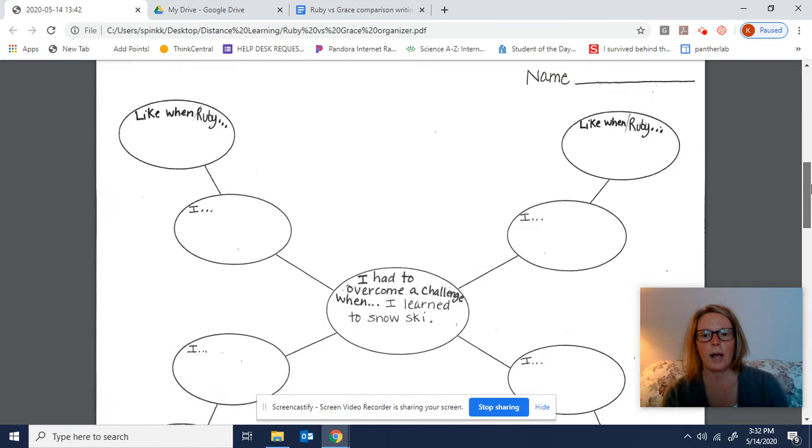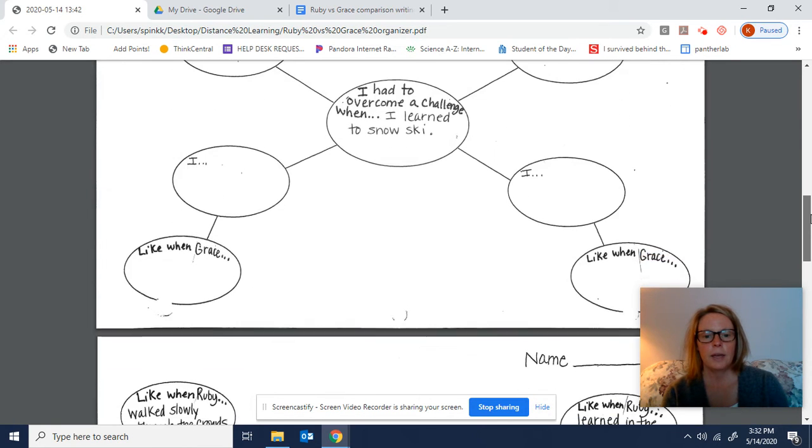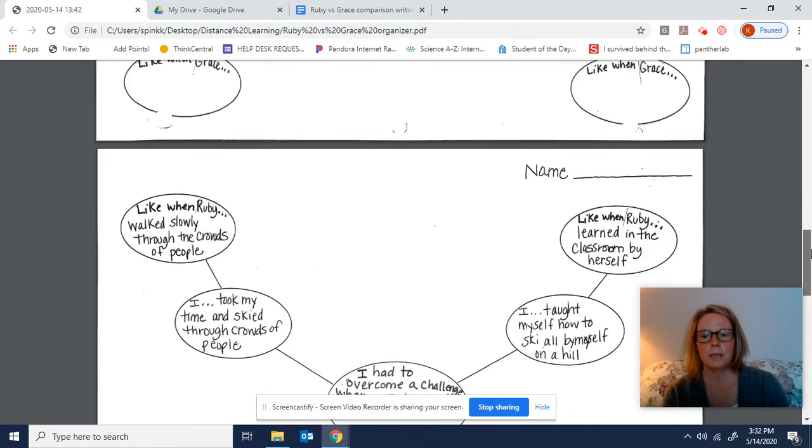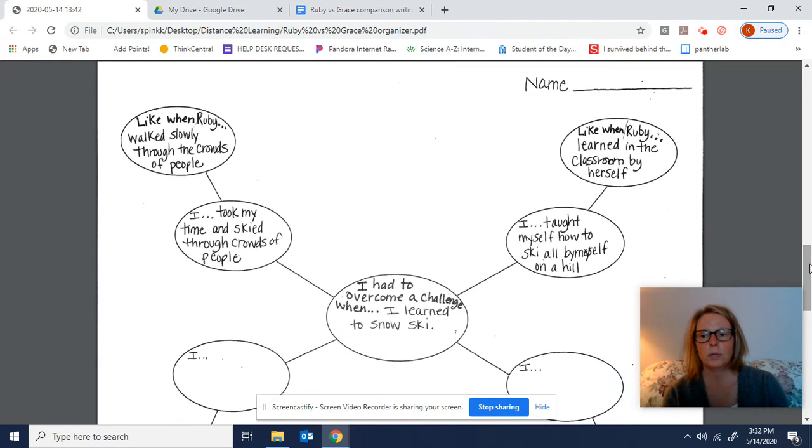And so I decided to write about overcoming the challenge of learning how to snow ski. And so that's the first step in completing the graphic organizer. And then the second step is to decide how you're going to relate it to one of the characters. So I chose to relate it to Ruby first. You do not have to go in any particular order. This is just how I chose to do it.